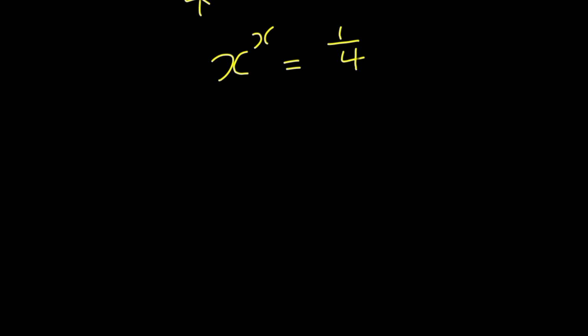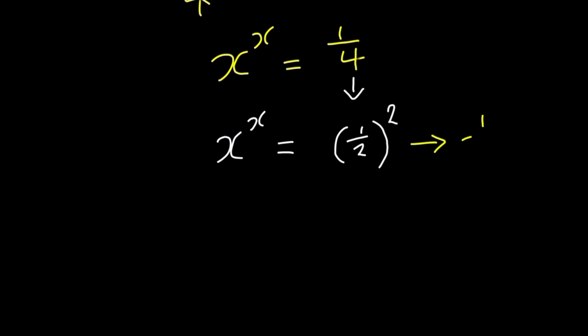Let's see the legend. So we have x to the power of x equals, we can express 1 over 4 as 1 over 2 to the power of 2. That's correct. And also we can express 1 over 2 squared as minus 1 over 2 all squared. Because of the property of square, the square cancels the minus, so we haven't done anything wrong.